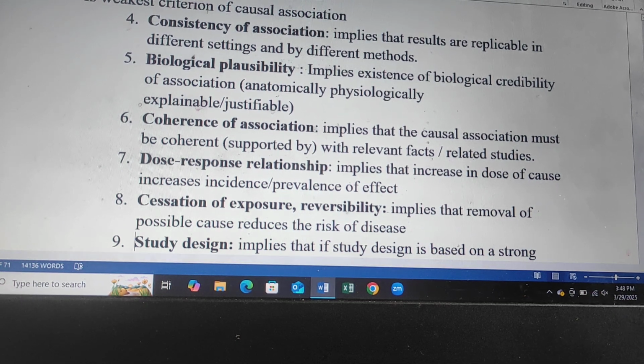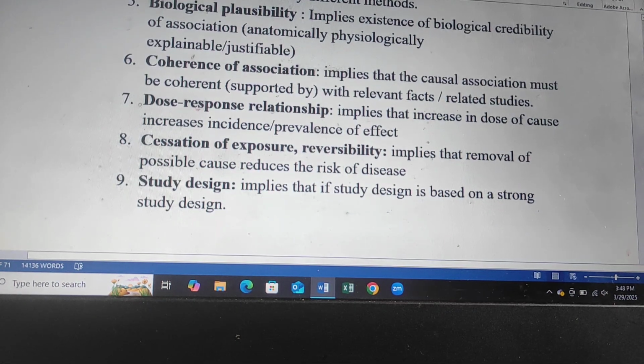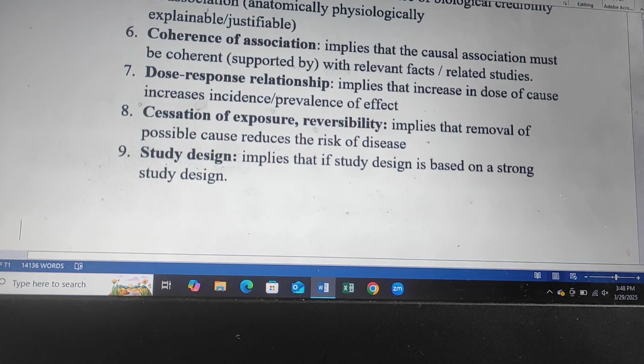Anatomically and physiologically explainable, justifiable. Coherence of association implies that the causal association must be coherent, supported by relevant facts or related studies. Dose response relationship implies that an increase in dose of the cause increases the incidence or prevalence of effect. Reversibility of exposure implies that removal of a possible cause reduces the risk of disease. Study design implies that the association is based on a strong study design.